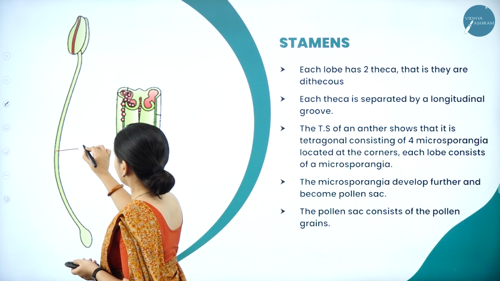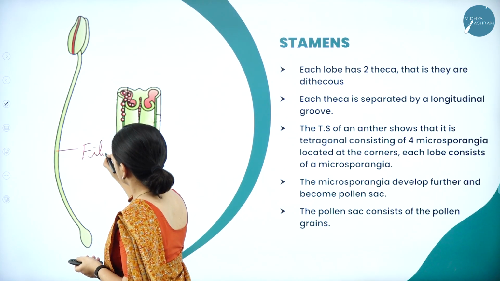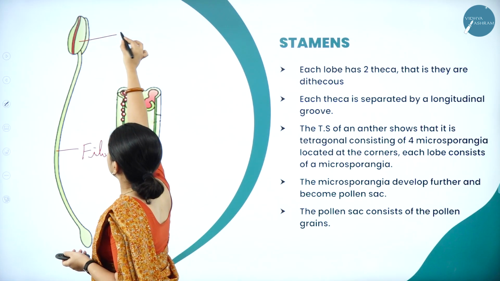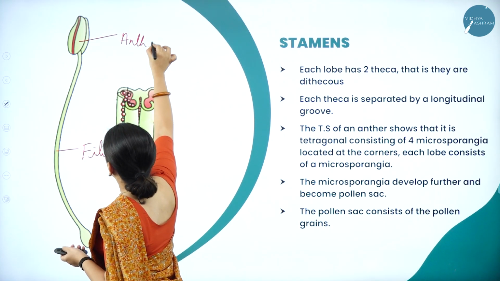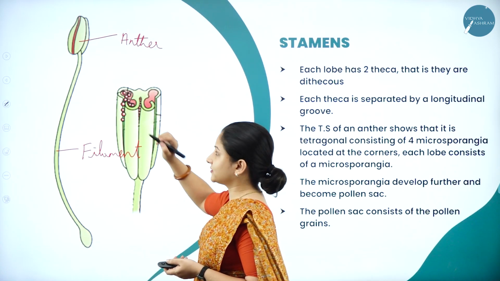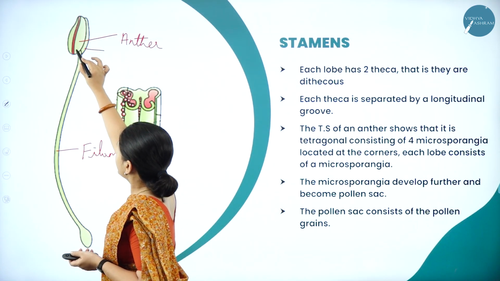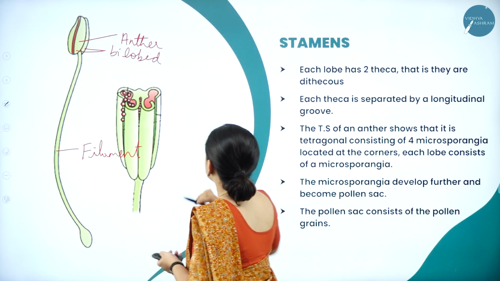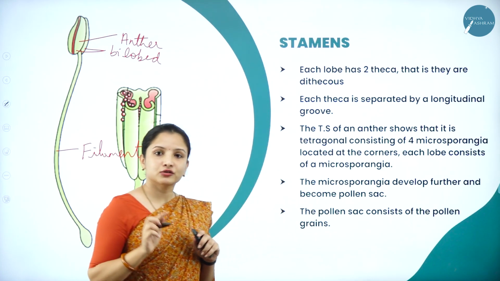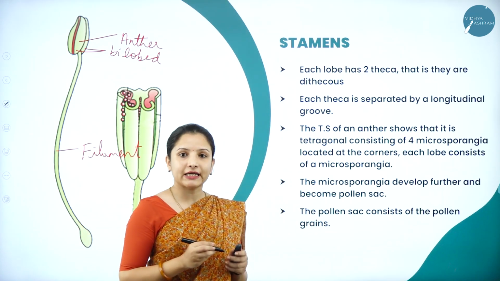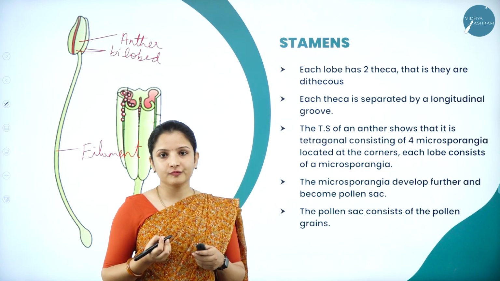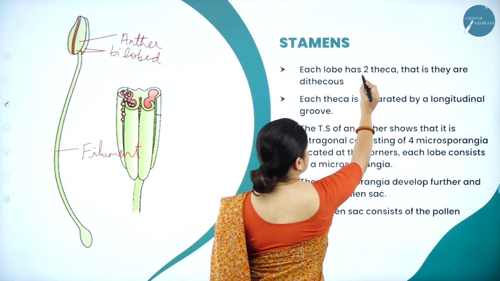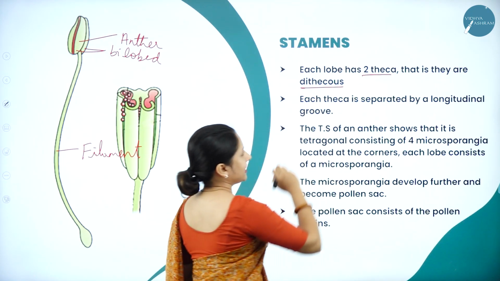So here again you have the filament and the anther. Together you call it the stamen. It is bilobed, having 2 lobes. And since it is bilobed or it has 2 lobes, it is also called dithecous. Instead of writing lobes, you can also write that it has 2 theca. So that is why, since it has 2 theca, you call it dithecous.